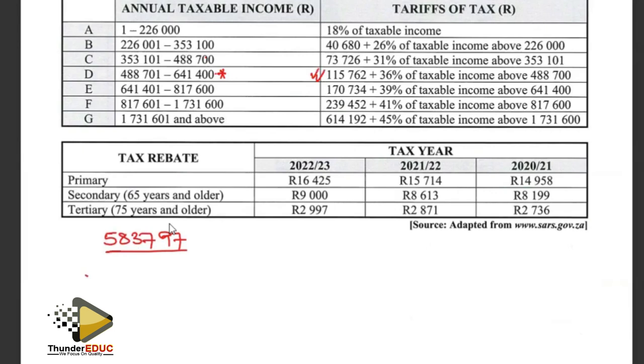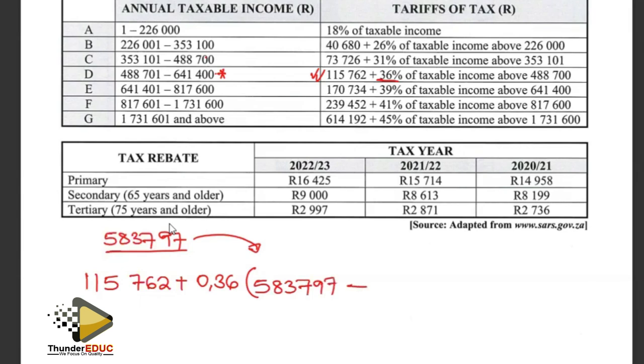So we shall say 115,762 rands plus 36%, which is the same as 0.36, into brackets, taxable income above that. Now, this is when we bring in the money that we are calculating on. So we shall bring it inside here, minus the money they have found inside the bracket. Remember, we are using this bracket here. So we subtract this money.